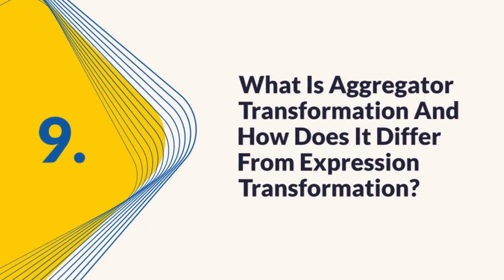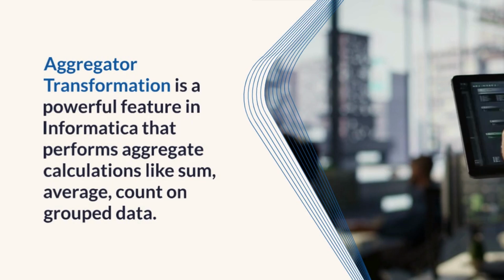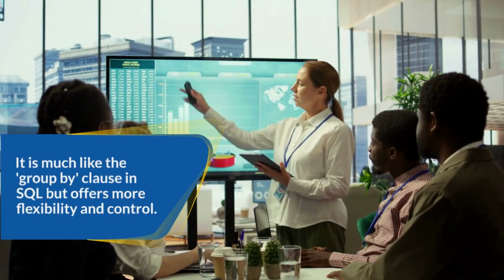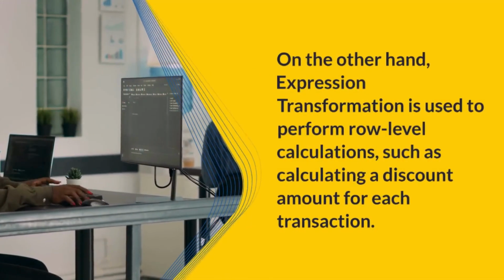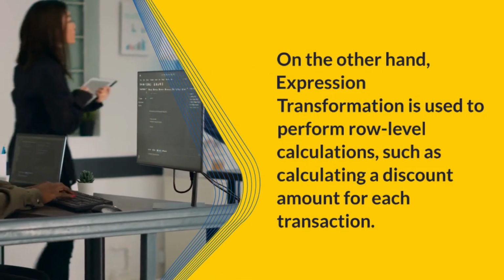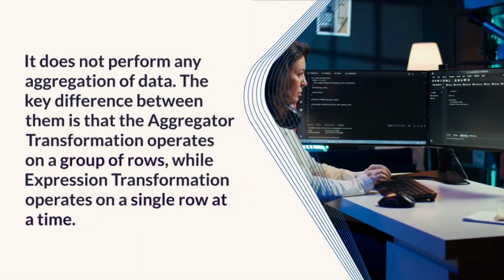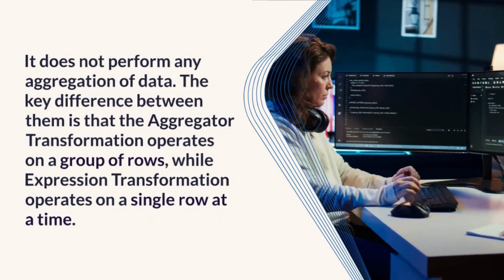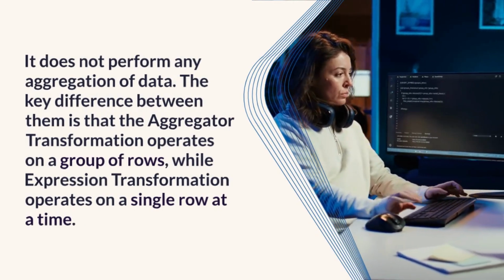9. What is aggregator transformation and how does it differ from expression transformation? Aggregator transformation is a powerful feature in Informatica that performs aggregate calculations like sum, average, count on grouped data. It is much like the group by clause in SQL but offers more flexibility and control. On the other hand, expression transformation is used to perform row-level calculations, such as calculating a discount amount for each transaction. It does not perform any aggregation of data. The key difference between them is that the aggregator transformation operates on a group of rows, while expression transformation operates on a single row at a time.